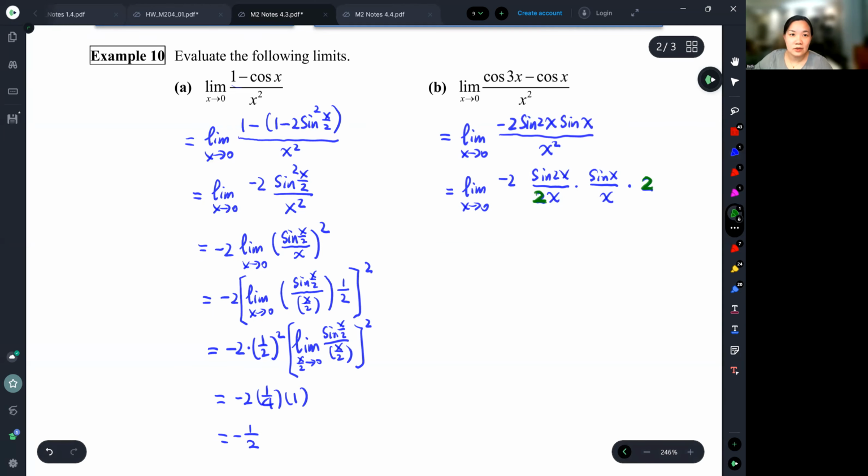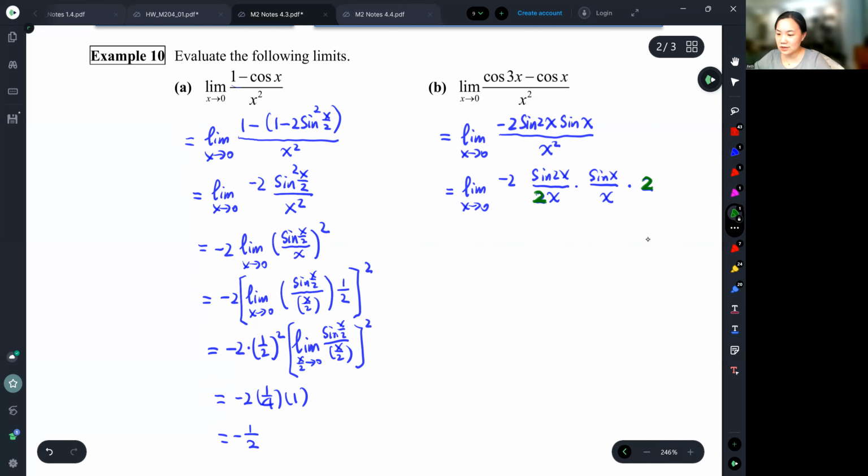Let me address a question in the chat. Whether the coefficient of x should be. I will answer you later, Gladys. Okay, I'll answer you later.